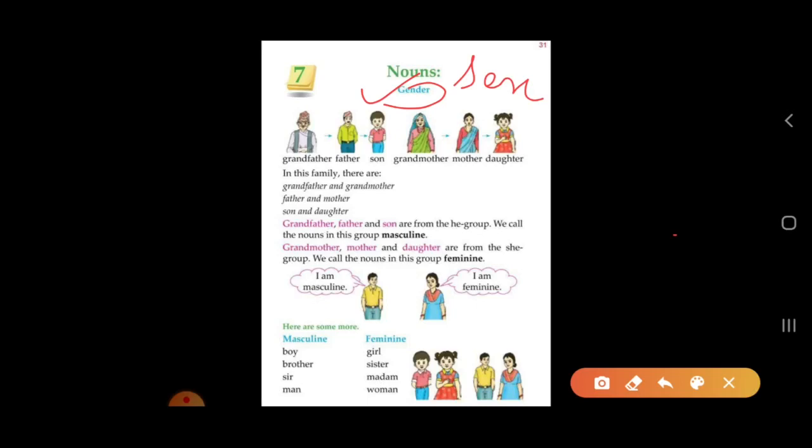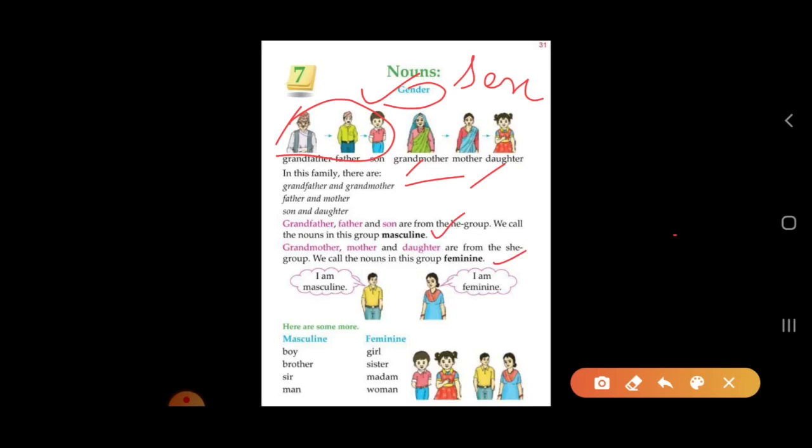So in this way, we do not have only two genders of noun, but we have four genders that I'll explain. Here in this picture we can see many words that refer to the masculine and feminine gender of noun, like grandfather, father, son. These living beings which refer to the male sex of human beings are called masculine gender, and noun names of living beings which refer to the female sex of human beings are known as feminine. So in this way we have two genders of noun, masculine and feminine.